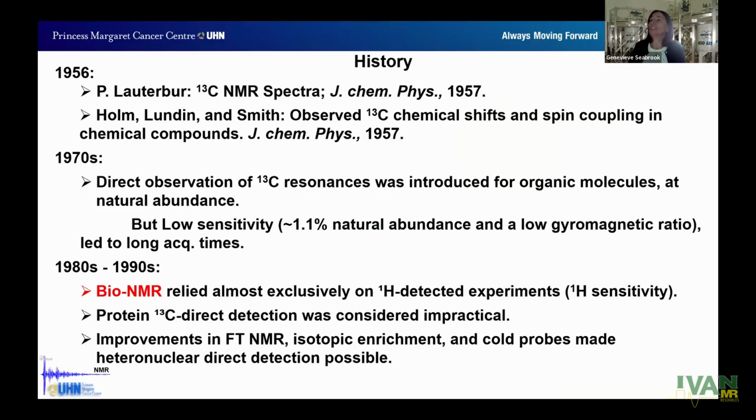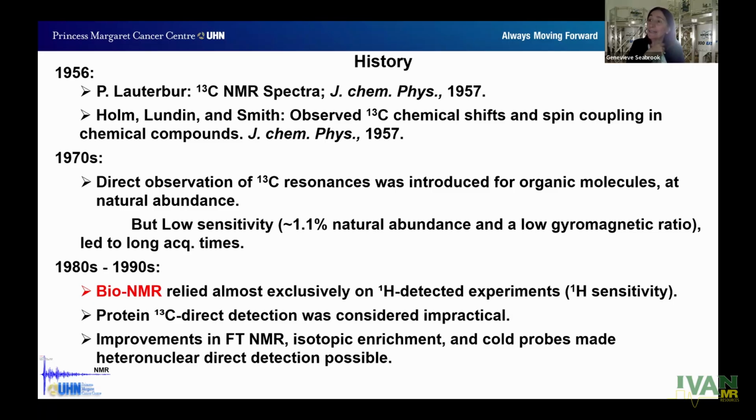But just a little bit of history, and of course, it's not the whole story. In 1956, Paul Lauterbur introduced direct detection of C13 NMR. He published the data, and this was done on some small molecules. And maybe within a month later, Holm, Lundy, and Smith also observed C13 chemical shift, but also spin coupling in chemical compounds. These were published in early 1957.